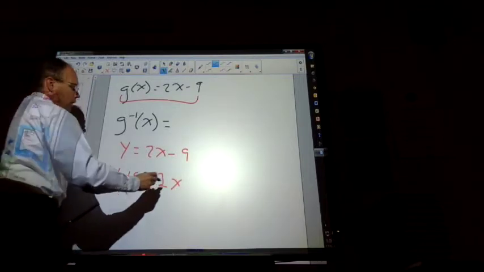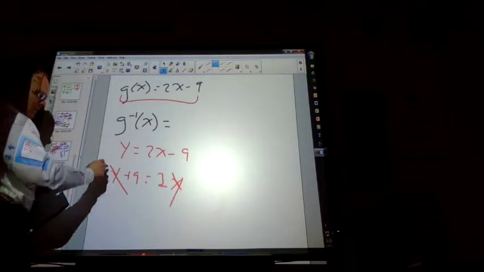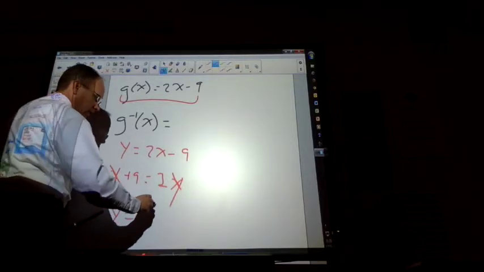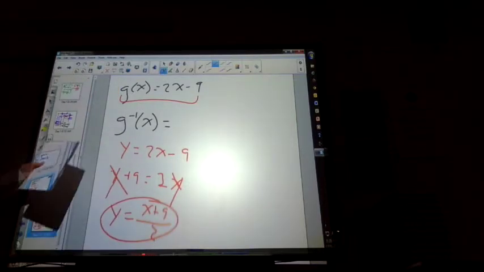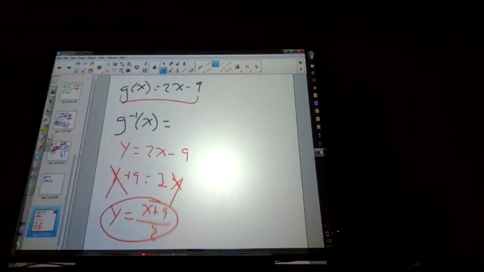Oops. I keep goofing that up. That was a y, that was a y. That's the x. So I'm going to get y equals x plus 9 all over 2. Did I have to restrict it? No, it's a straight line. A straight line already is going to satisfy the 1 to 1, as long as that straight line is not a vertical line in that case.